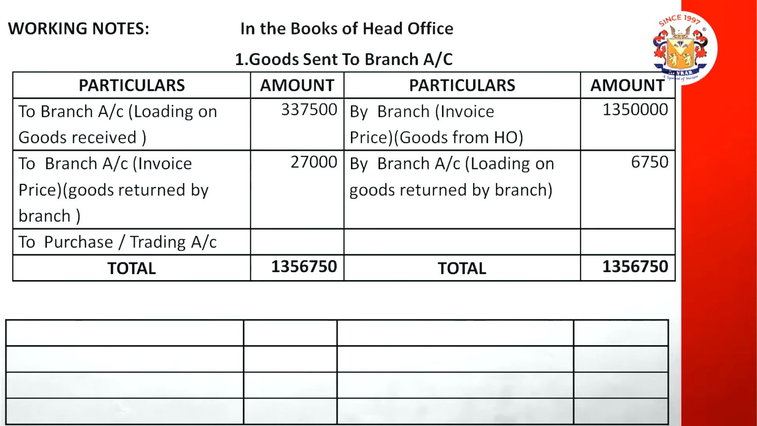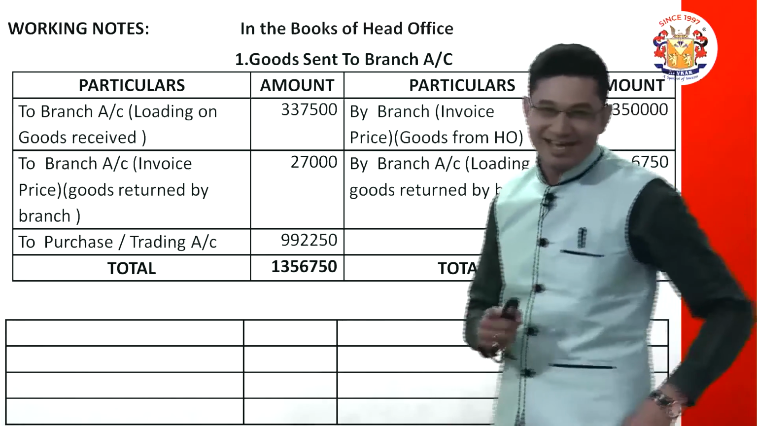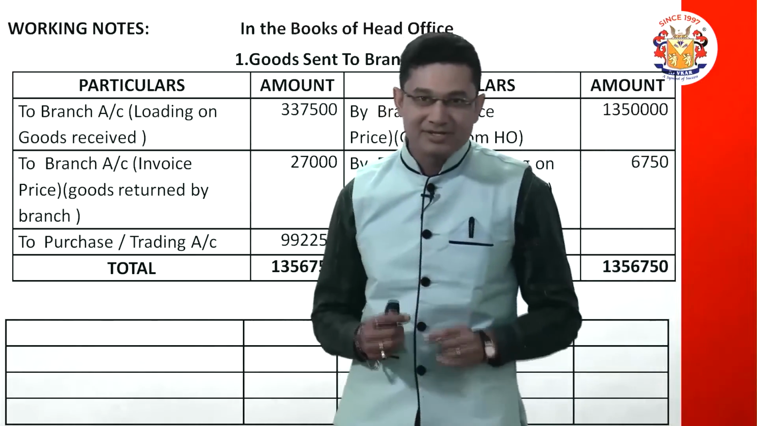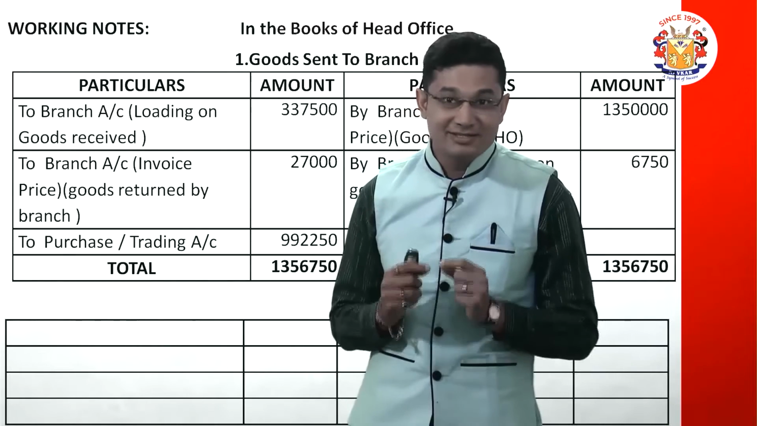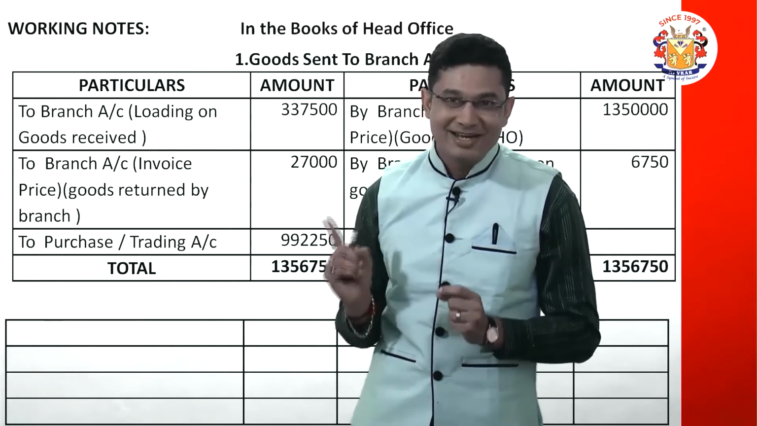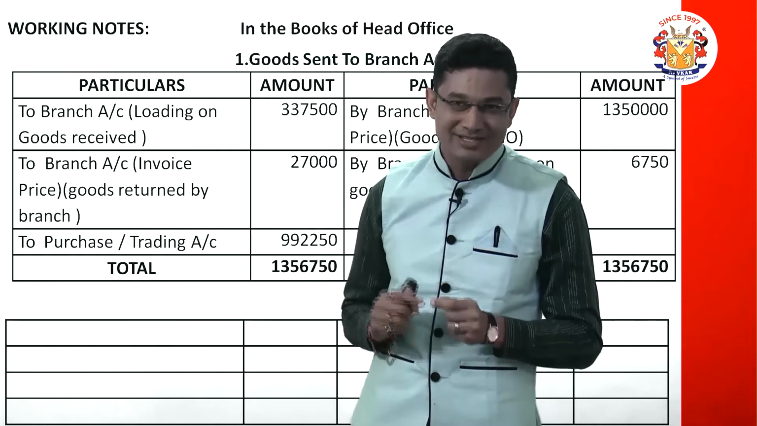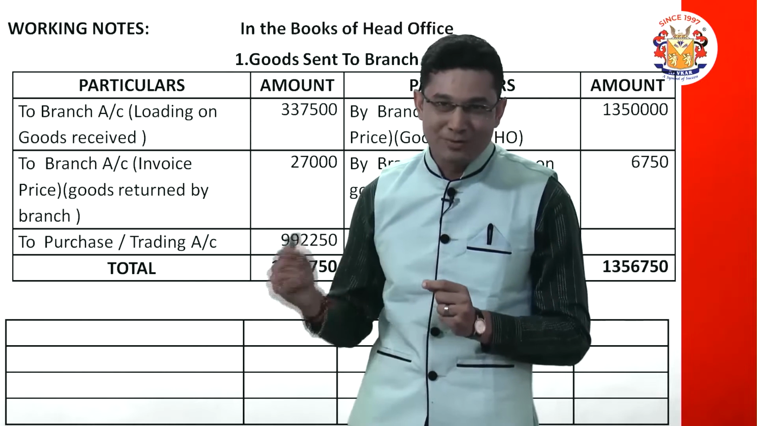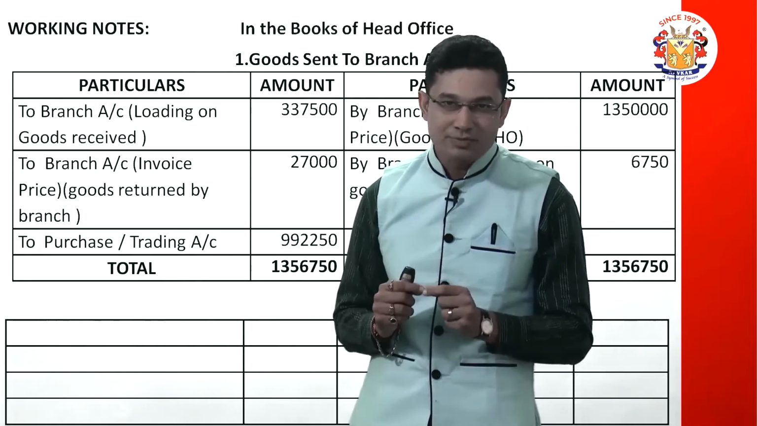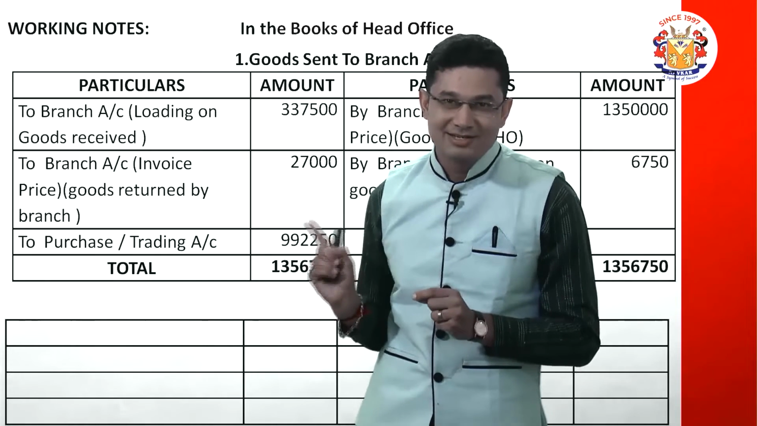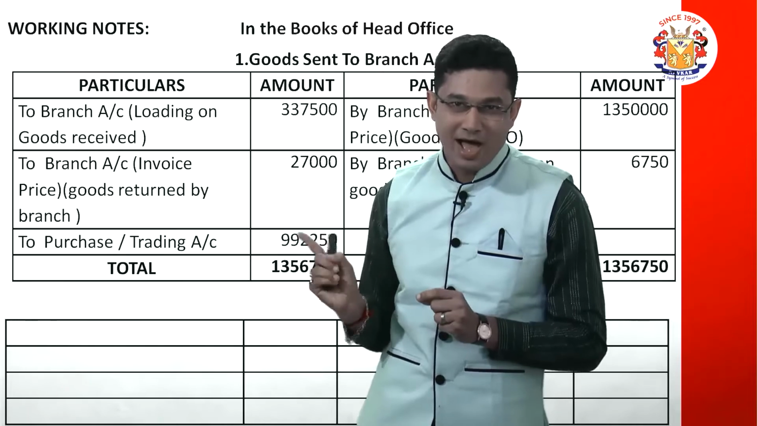Ultimately, we will get the difference on the debit side, 992250, and such amount will be transferred to purchase or trading account. I told you that the purpose of preparing goods sent to branch is nothing but to calculate net cost of goods sent to branch, means cost price of goods sent to branch minus cost price of goods returned by branch. This amount, mind well.